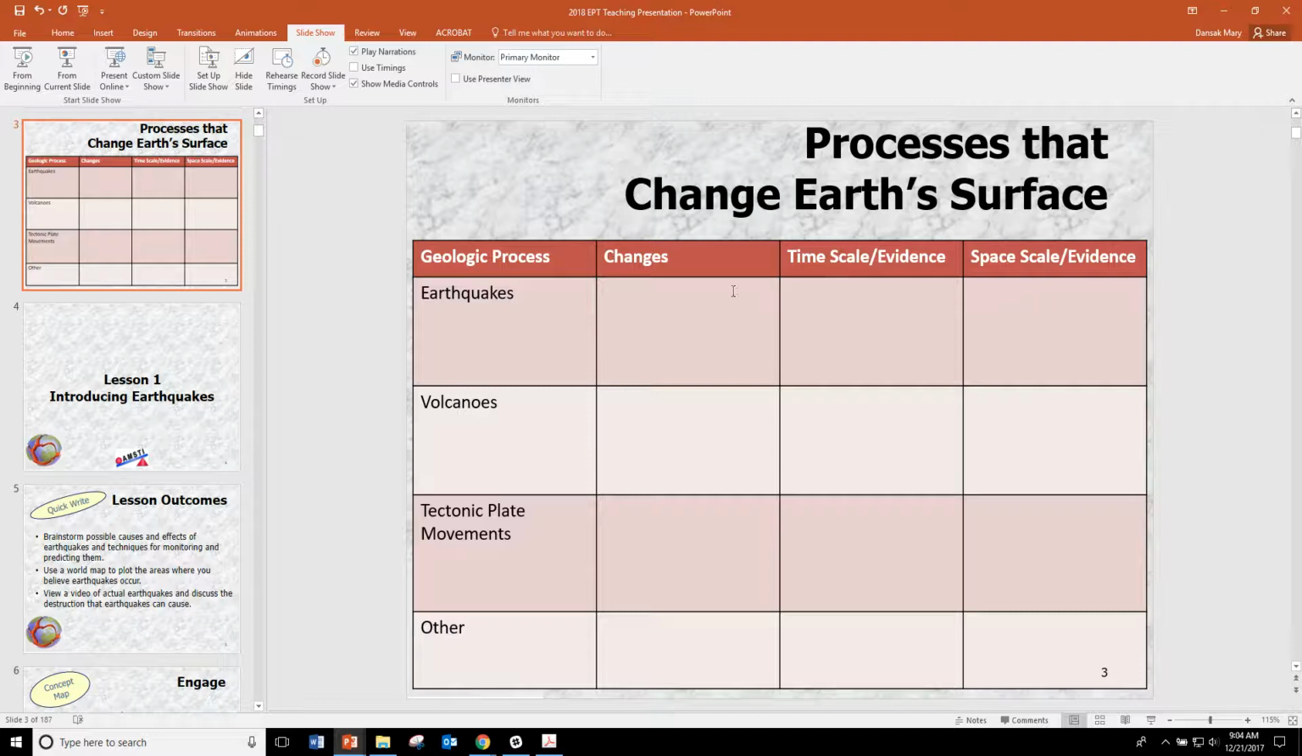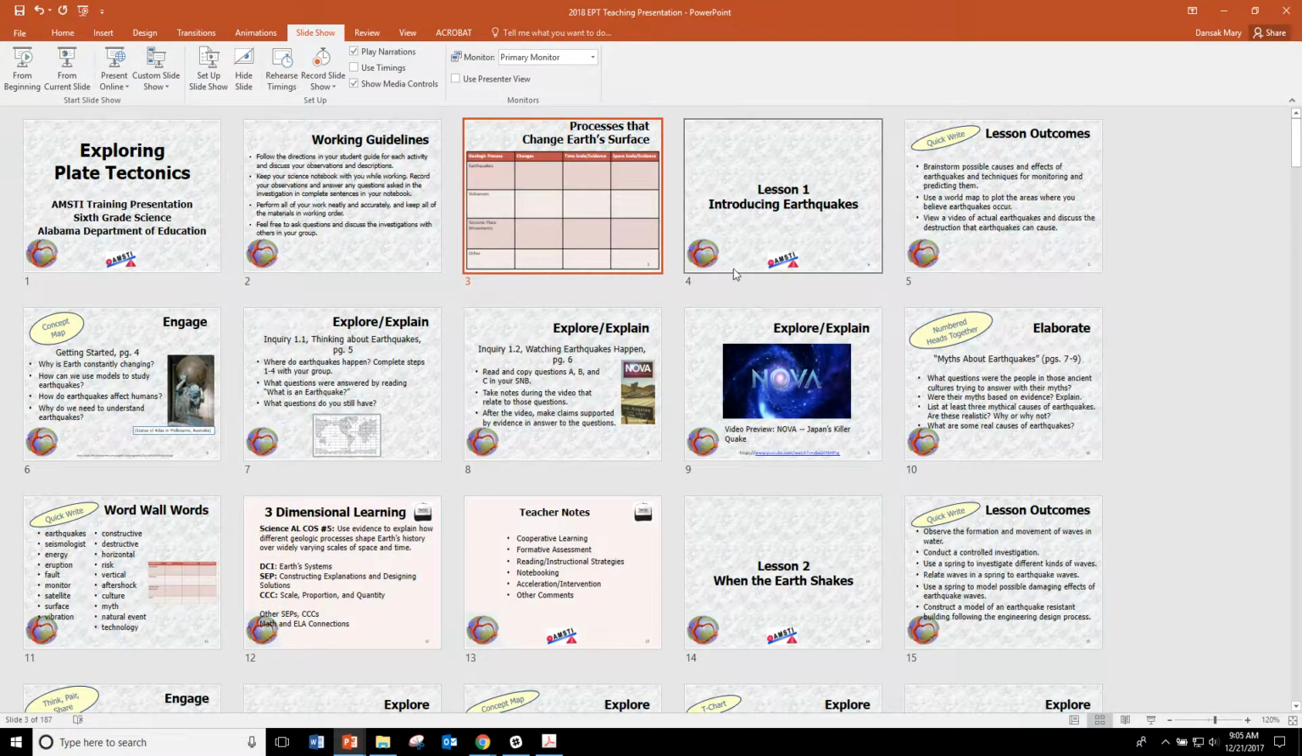And of course, collecting evidence. And this is something students will refer back to at the end of every lesson, and they'll update this chart. And this helps students make the big connections that drive, again, toward the course of study.